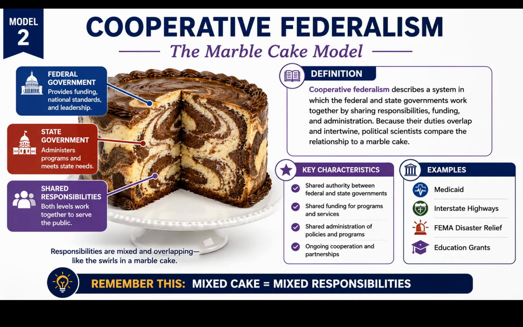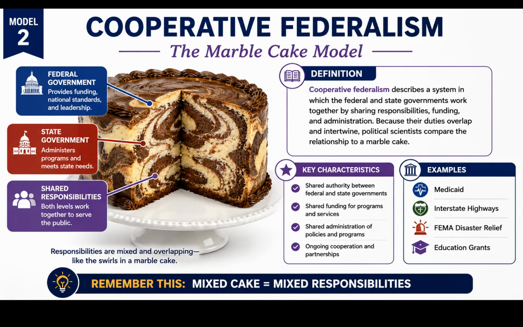Now let's look at cooperative federalism, often called the marble cake model. Cooperative federalism is a model in which the federal and state governments work together by sharing responsibilities, funding, and administration of public programs. Because their responsibilities overlap, political scientists compared this relationship to a marble cake.